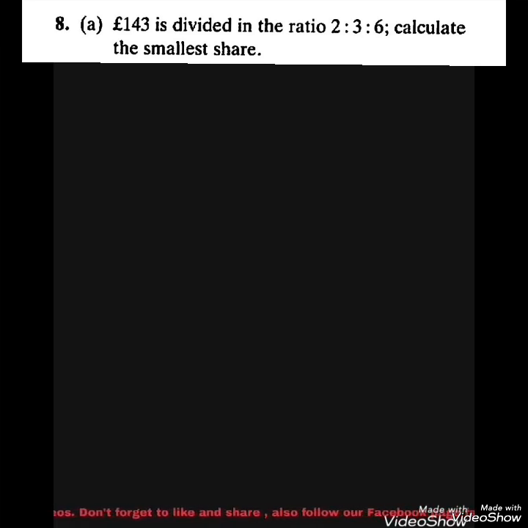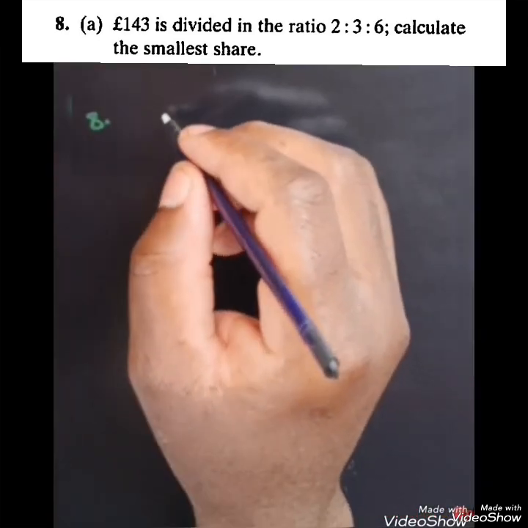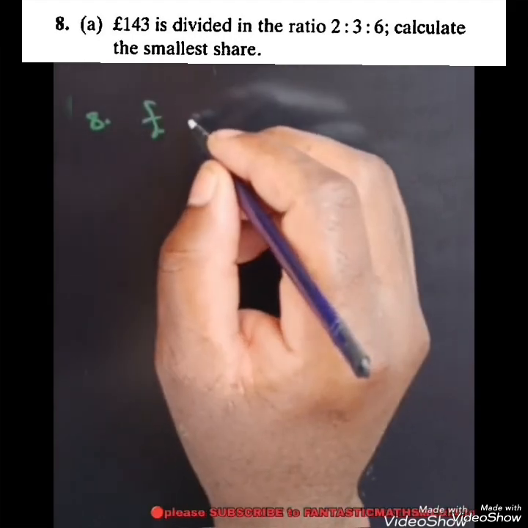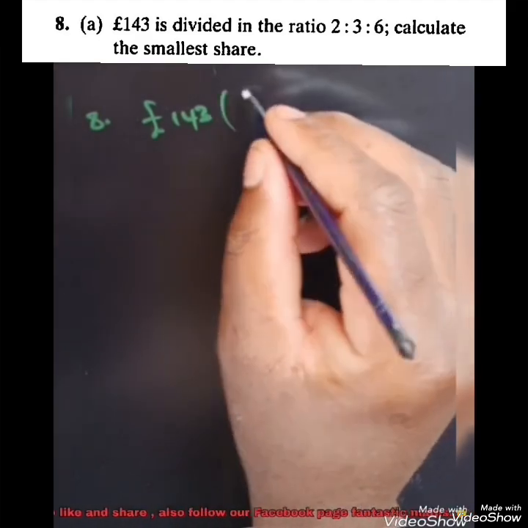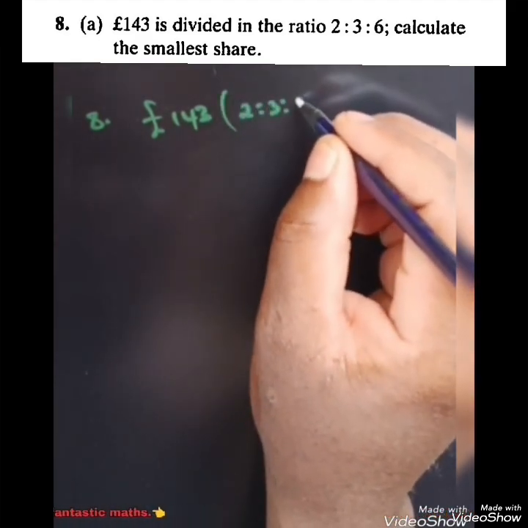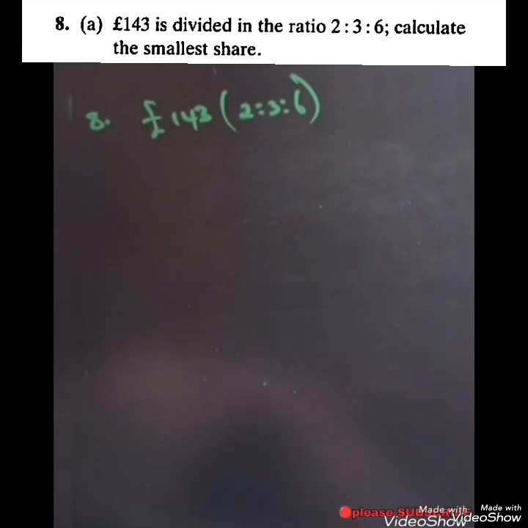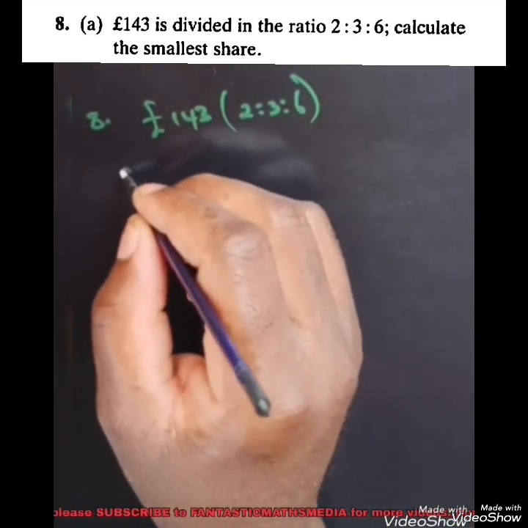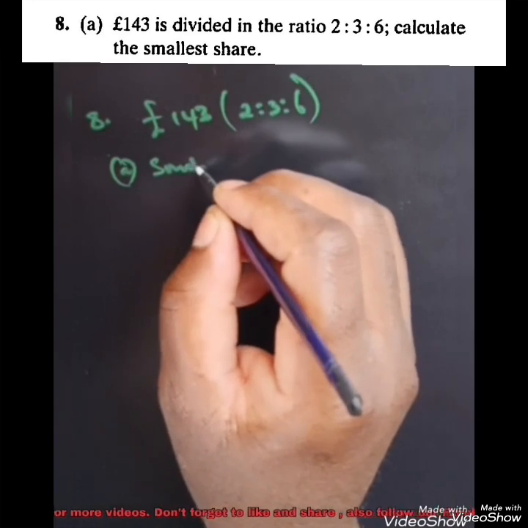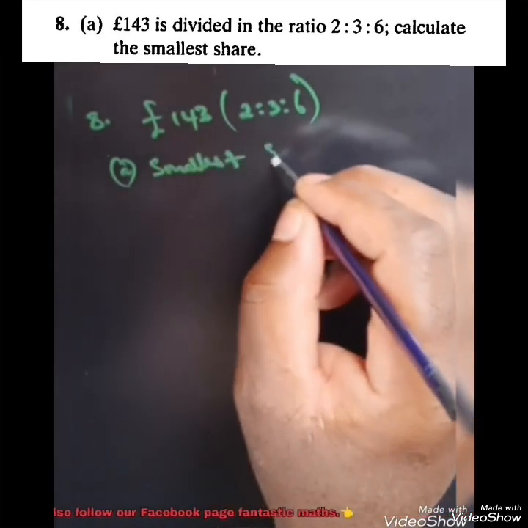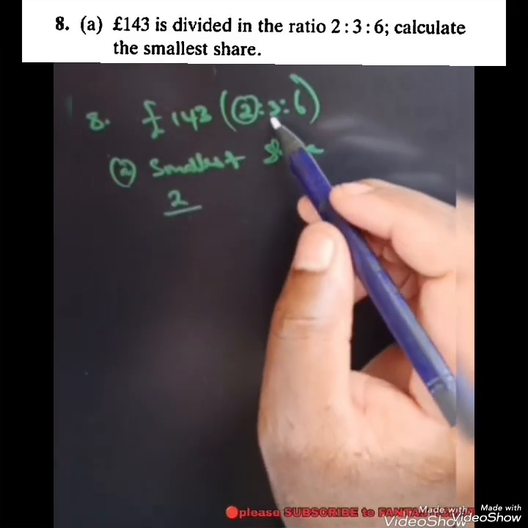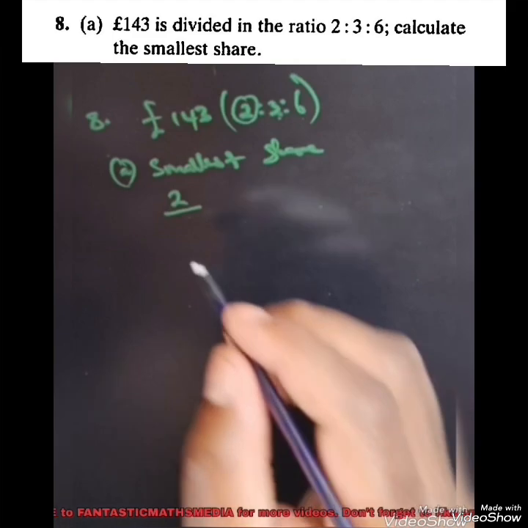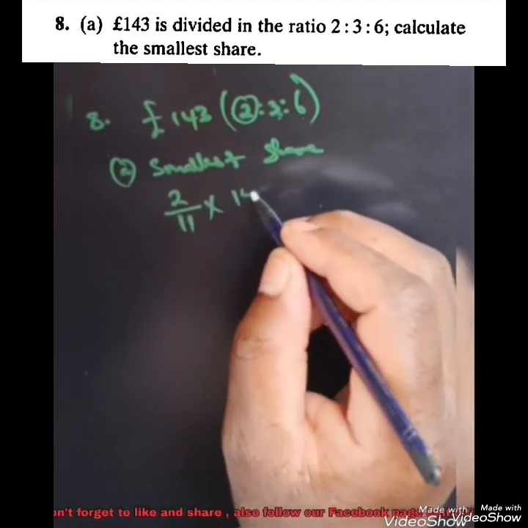Section A of part 8 reads: 143 pounds is divided in the ratio 2 to 3 to 6. Calculate the smallest share. The smallest share here is 2. So you need to multiply 2 over 11 by 143 to find the smallest share. 2 over 11 times 143.